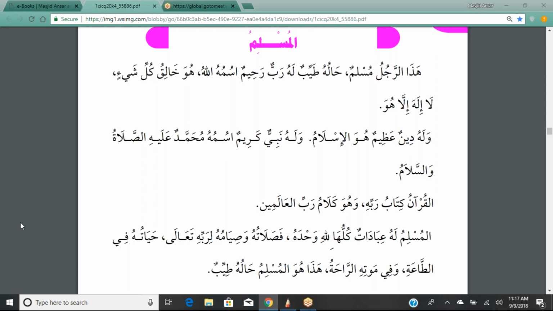After that, what comes after that? وله دين عظيم هو الإسلام. وله نبي كريم اسمه محمد عليه الصلاة والسلام. That's the second line. وله نبي كريم اسمه محمد عليه الصلاة والسلام. القرآن كتاب ربه هو كلام رب العالمين.